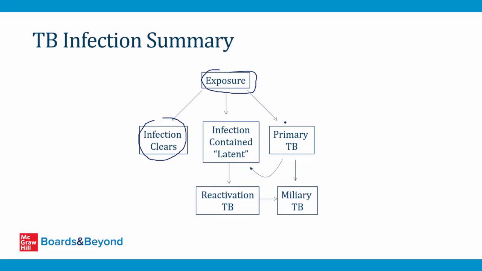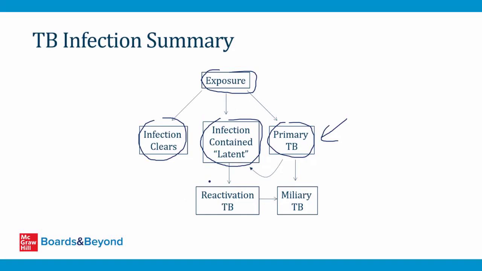Other patients will develop a primary active lung infection. That's called primary TB. This usually occurs in children or patients on chemotherapy or patients who are, for some reason, immunocompromised. And then other patients will develop a contained or latent infection. The bacteria will still be present in the body, but the infection will be contained. This is entirely asymptomatic, and patients can live indefinitely with a latent infection.